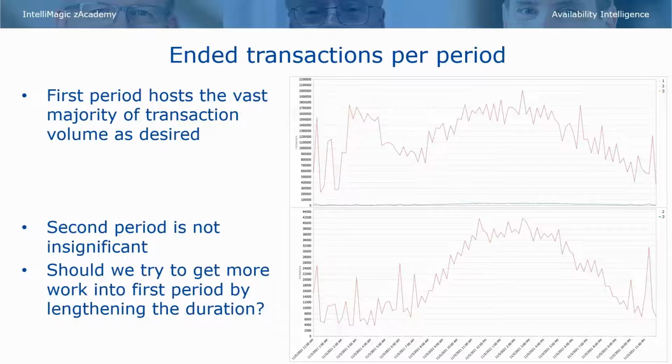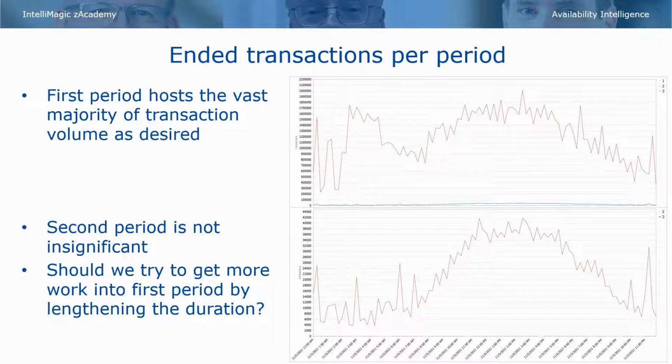You also want to look at ended transactions in each bucket. Now these two charts are the same data. They show the count of ended transactions in each of the 3 periods. Essentially, this is a distribution of where everything ended after obviously all starting out in the first period. The top chart does have all 3 periods in it, but you can really only see the first period, as the peaks of first period have 2 million transactions ending in an interval. It really dwarfs the number of transactions ending in the lower ones, which is generally what you want to see.